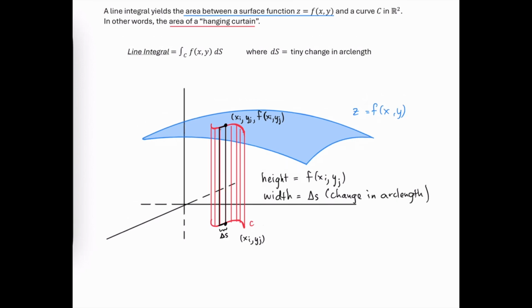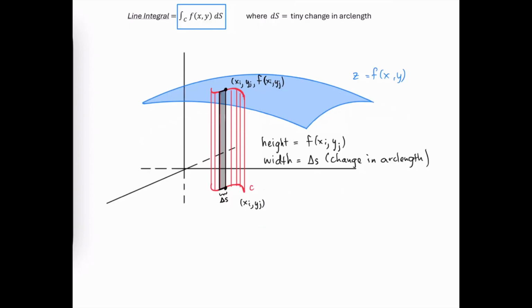Once we have that width, we can multiply the width and the height together to get the area of this hanging strip. And then we can add together infinitely many of those to get the total area of that hanging curtain. Basically, this is the height of an individual strip multiplied through by its corresponding small change in the arc length. So this is more of a theoretical definition for the line integral.